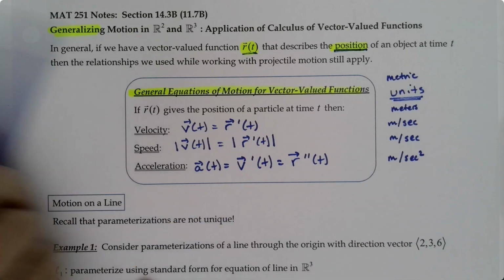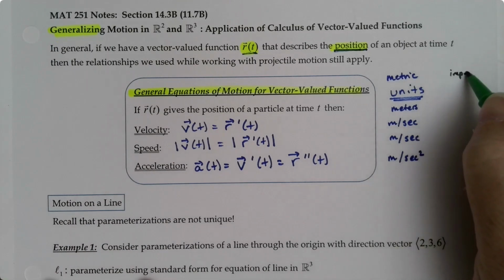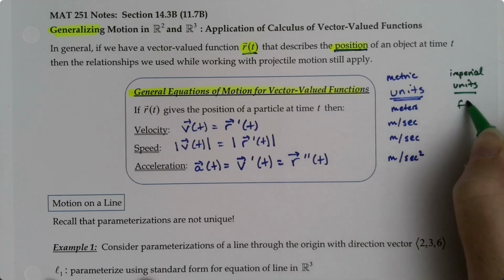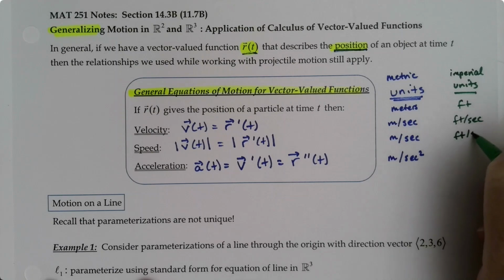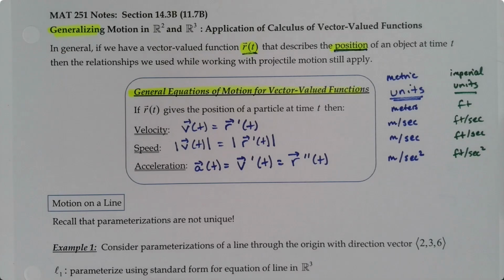And for fun, we could also throw in imperial units. So position would be in feet most often, and then feet per second, if we're talking about projectiles and stuff like that. And of course, there's also miles and hours, so miles per hour is another one. And this would be feet per second squared. These are just examples of the units that are possible.